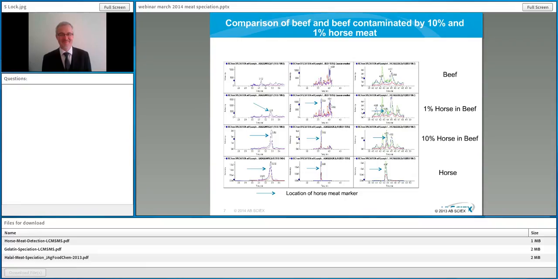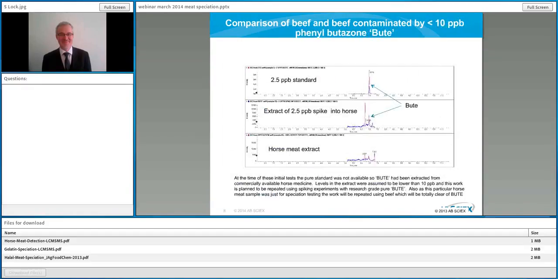But one of the beauties about LCMS is that you can combine this with also detecting vet residues in the same approach. And this is really important for horse meat. One of the reasons is that horses can contain a drug called bute, which is phenylbutazone.